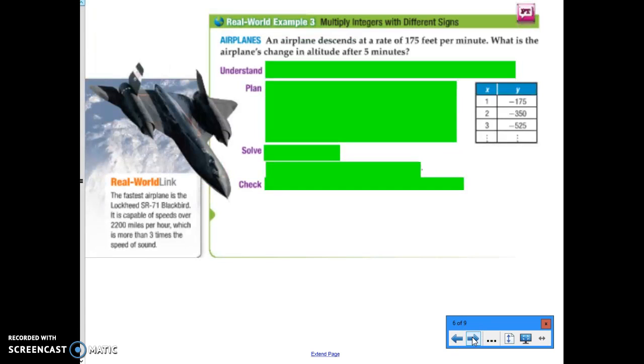All right, on the next page here it says, an airplane descends at a rate of 175 feet per minute. So descends we know is going down, which would be negative. What is the airplane's change in altitude after 5 minutes? Okay, so here is per minute. You can see in the table you've got after 1 minute we're descending 175 feet.